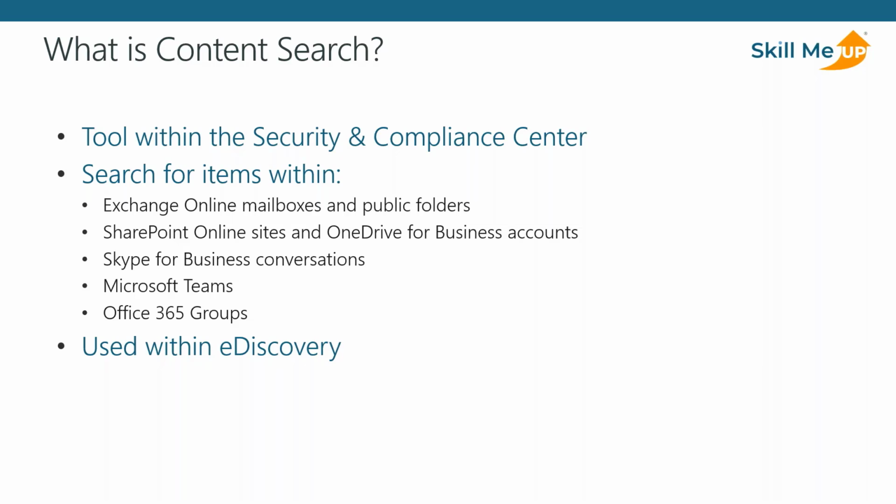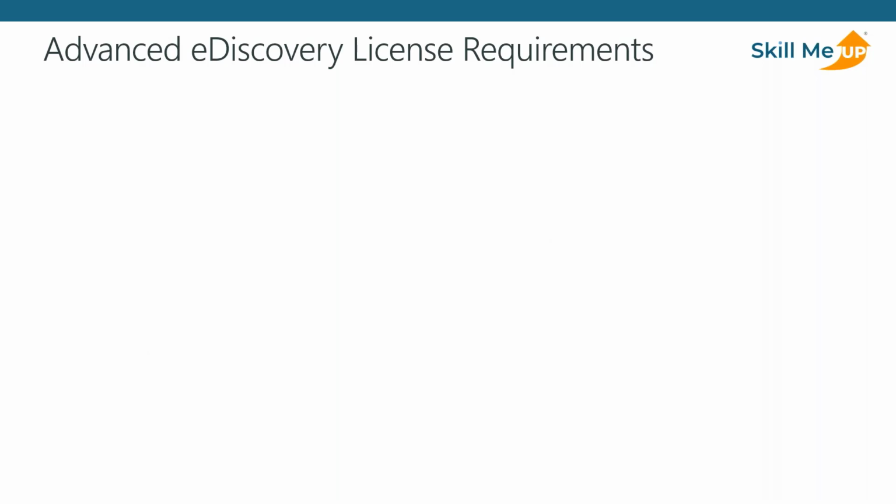So content search is a tool within the eDiscovery tool that allows you to search for content. You can search within Exchange Online, SharePoint Online, OneDrive for Business, Skype for Business, Microsoft Teams, and Office 365. This is a core piece of eDiscovery. So after you run a content search, the number of content locations and estimated number of search results are displayed in the search statistics. You can then view those and then export the data to the local computer if needed.